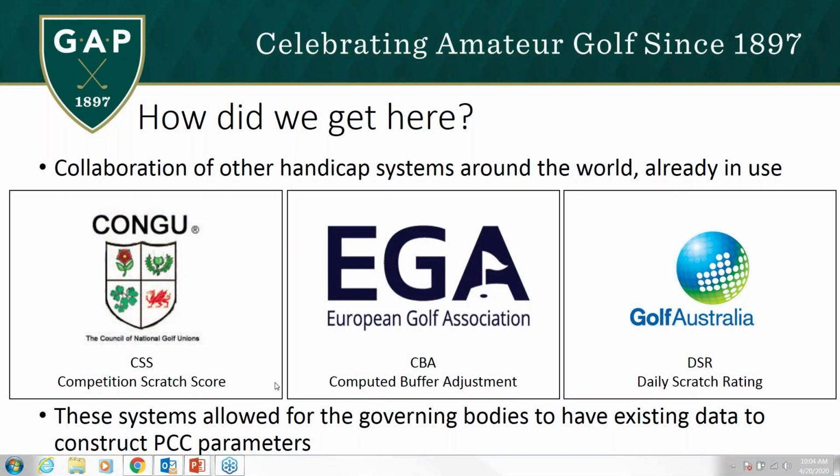Okay, thank you, Jason, and sorry for the issues there. So again, what we were saying was there were 3 systems across the world that were already using some form of adjusting hole scores or total scores at the end of the day. Those were from CONGU, the European Golf Association, and Golf Australia. So it was a collaboration from what worked for them, what didn't work, trying to get those bugs removed, as well as the data that the USGA had.